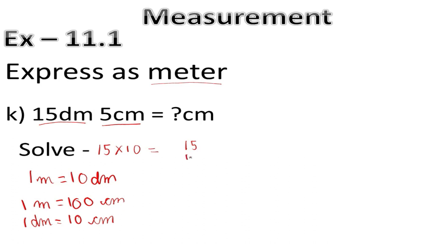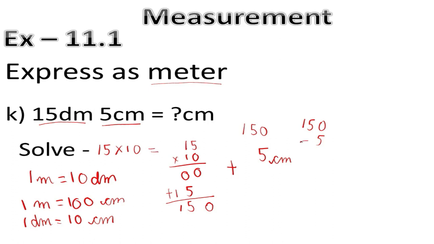Let's multiply. 0 into 5 equals 0 and 0 into 1 equals 0. 1 into 5 equals 5 and 1 into 1 equals 1. Let's add. We get 150. Plus we need to add that 5 centimeter. So it will be 150 plus 5 centimeter. So let's add. 150 plus 5 equals 155 and 1 meter equals 100 centimeters.